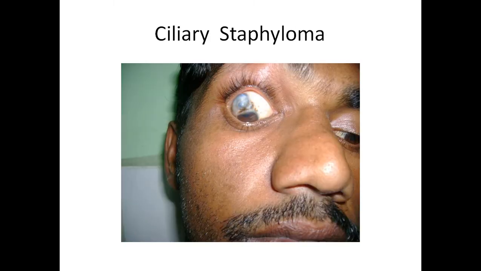Whenever thinning of the sclera occurs because of repeated attacks of scleritis, the patient will develop ciliary staphylomas. This is the ciliary body which is trying to prolapse through the thinned out sclera.